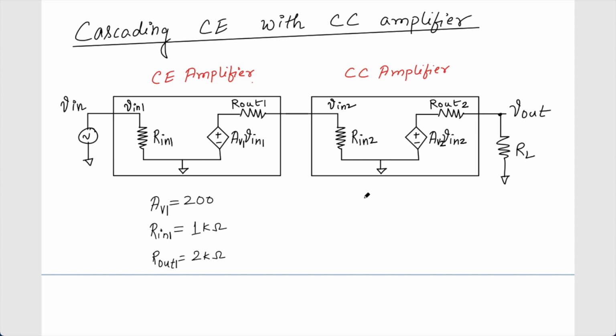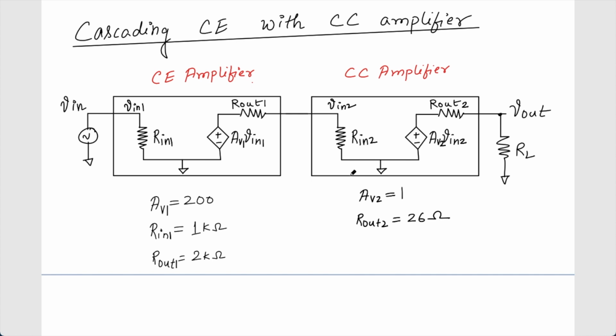Okay, and here let's call it AV2. We know that it is approximately 1. R out 2 is very small. Let's take the previous value that we have calculated, which is 26 ohms for 1 milliampere. If we use 2 milliampere, it will be 13 ohms, even smaller.